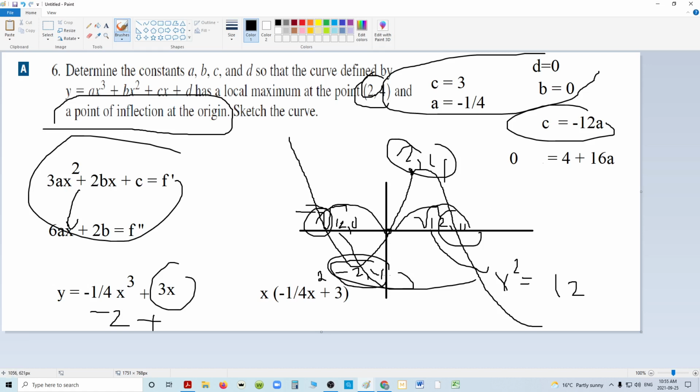And sure enough, if I put minus 2 into the original formula, I should get that. So minus 2 cubed is minus 8, divided by minus 4 is plus 2, plus 3 times negative 2, which is negative 6. So I get 2 minus 6, which is minus 4. So sure enough, I got that.